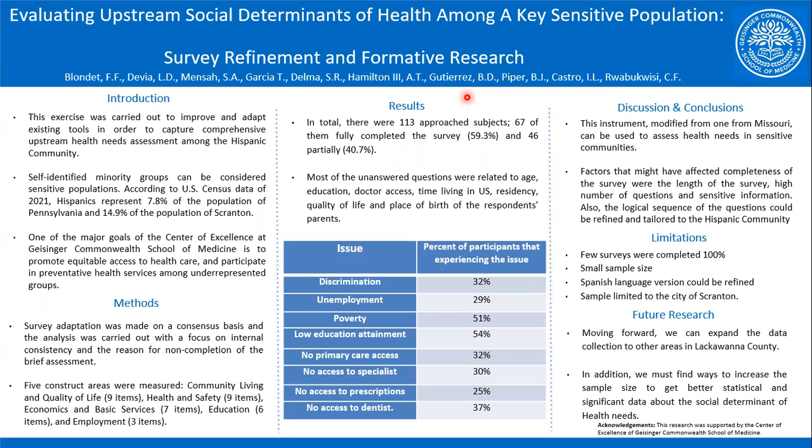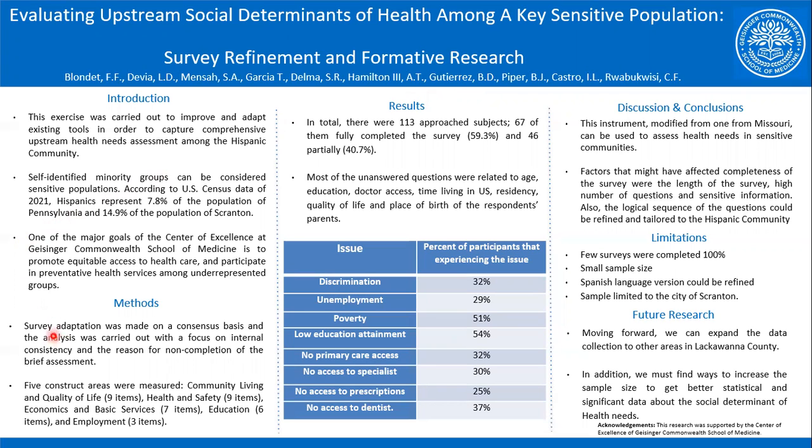Also, the possibility of a continued improvement of the tool after each data collection is unique and helps us to be updated each year about what is necessary to be improved in the survey and also to know what the needs of the communities around us are. To make all this possible, we are working closely with the Center of Excellence of Geisinger Commonwealth School of Medicine because our ultimate goal is to promote more equitable access to healthcare for underrepresented groups such as the Hispanic community in Scranton, which represents right now 14.9% of the population in the city.